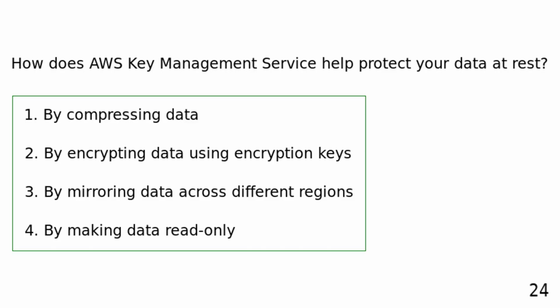How does AWS Key Management Service help protect your data at rest? By compressing data. By encrypting data using encryption keys. By mirroring data across different regions. By making data read-only.